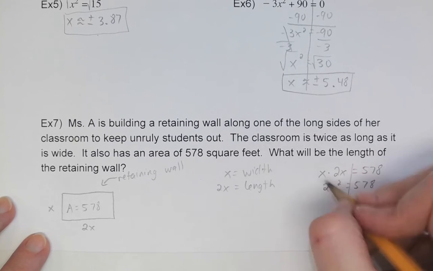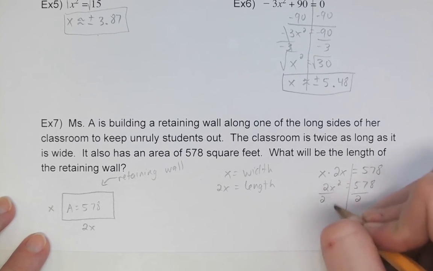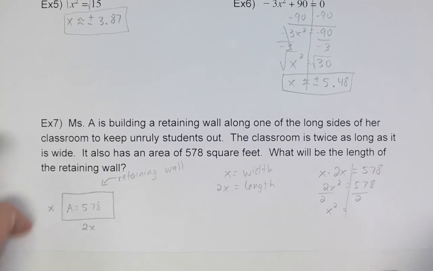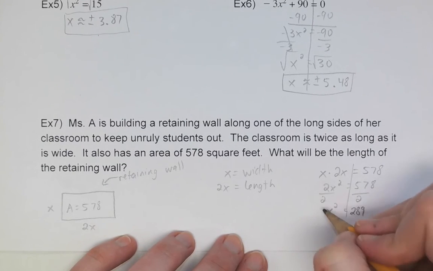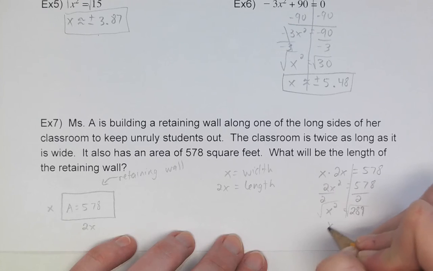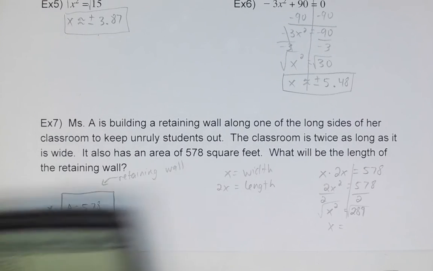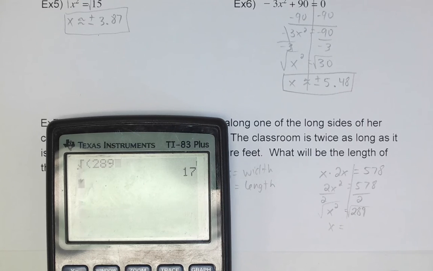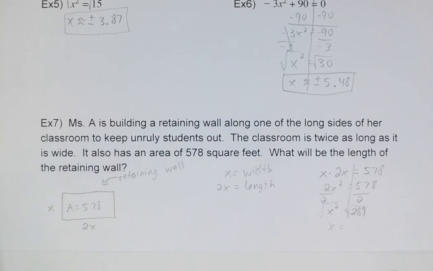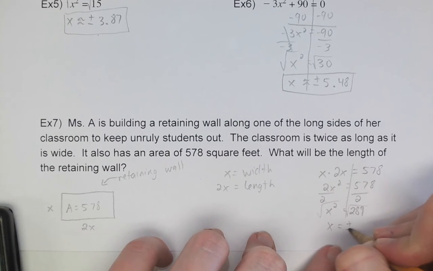Now we're going to solve. Divide by 2. Half of 578 is 289. And now take the square root. Square root of 289, is that a perfect square? It is, that's 17. So remember, we would get positive and negative 17.